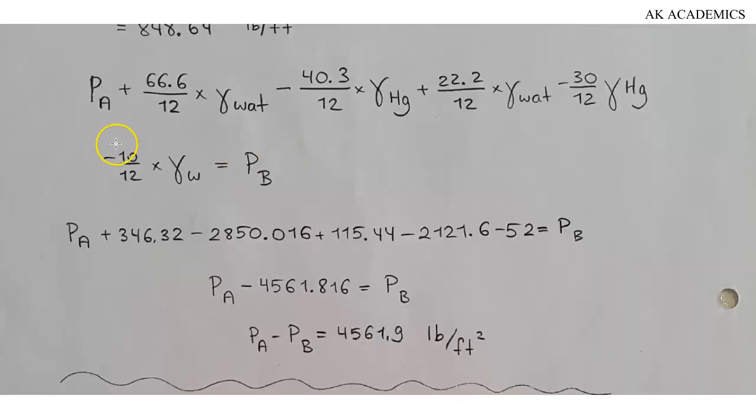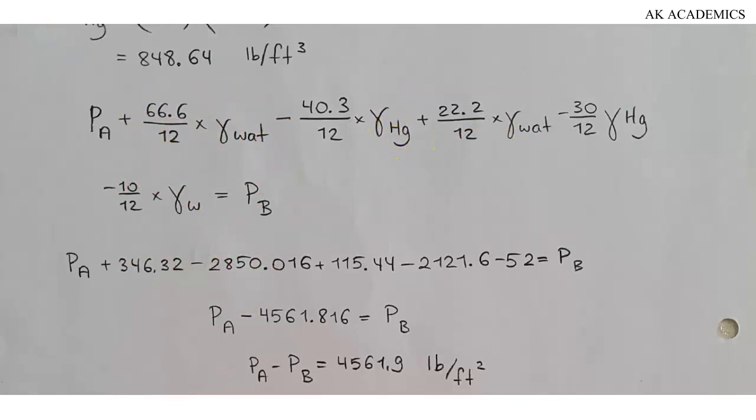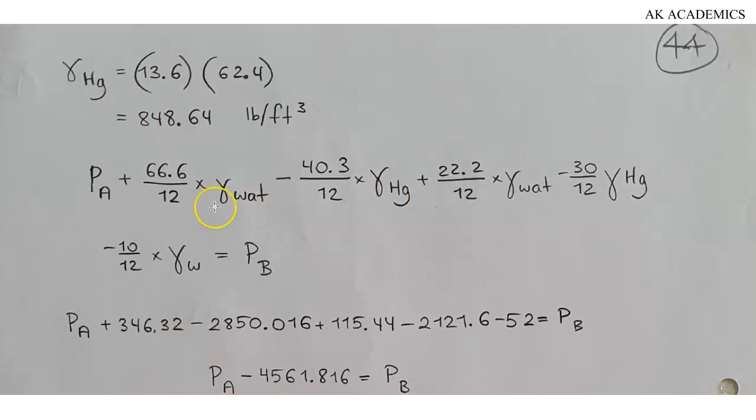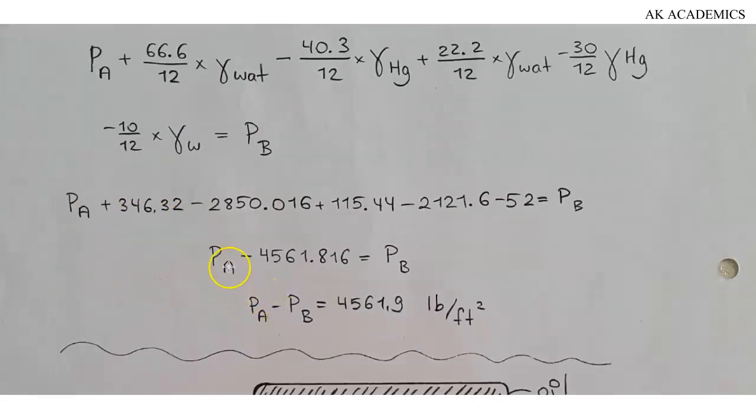So if we carry out necessary substitutions, we know the values of all of these. We know the specific weight of mercury, which we calculated right up here, and we also know the specific weight of water, which has been given. We put that here and carry out some calculations, and this is what you find. You end up with PA minus 4561.816 equal to PB. Since we are looking for pressure difference, it means we are looking for PA minus PB. You bring PB to the other side, take this to the other side, and you're left with 4,561.9 pounds per square feet. That would be the pressure difference between point A and point B.